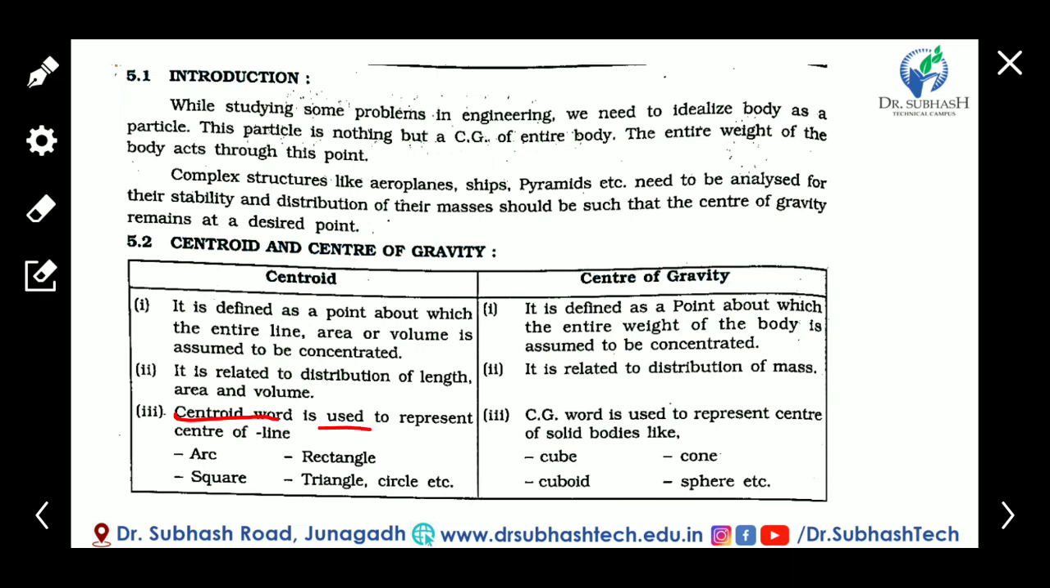The word centroid is used to represent the center of a line, arc, rectangle, square, triangle and circle, meaning any plane and length element. And the word CG is used to represent the center of solids like a cube, cone, cuboid and sphere.